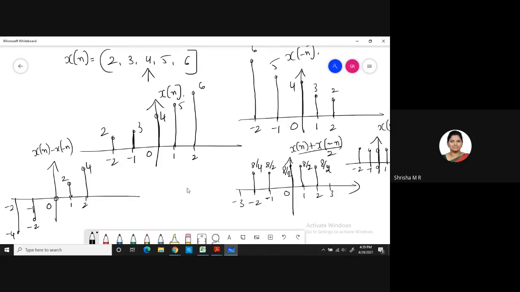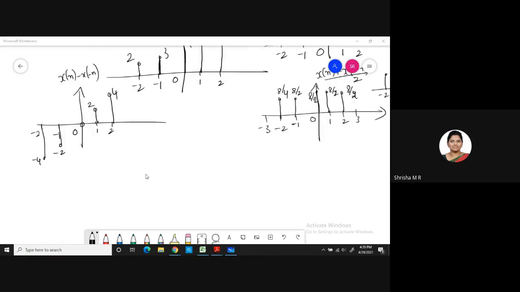Now we will scale it by a factor 2. If you scale it by a factor 2, the amplitude gets half. So at 1 you'll have amplitude 1 and at 2 you'll have amplitude 2.